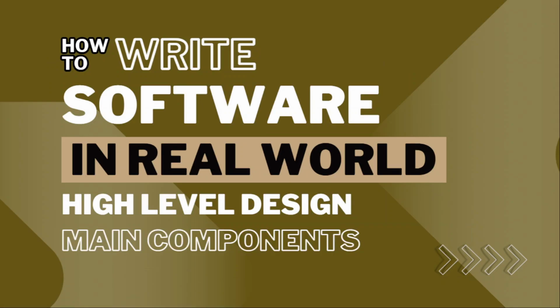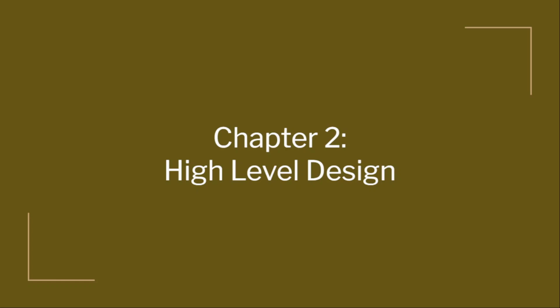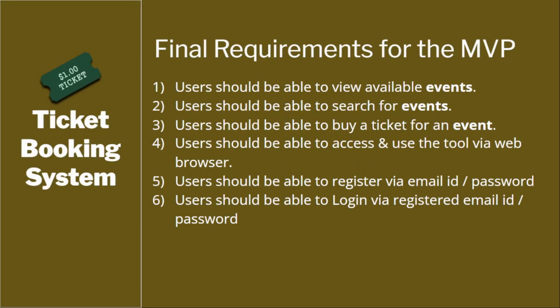Once we have the requirements in place, we need to take a look at the system at 10,000 feet. We will be looking at the overview of the system and the main components that will make up the system. Let's have a look at the requirements again. These are the 6 requirements that we have identified in our previous section.